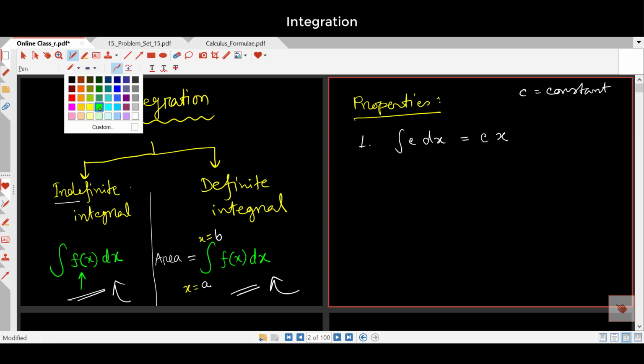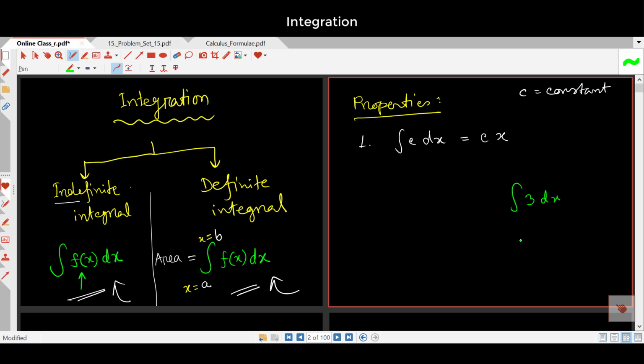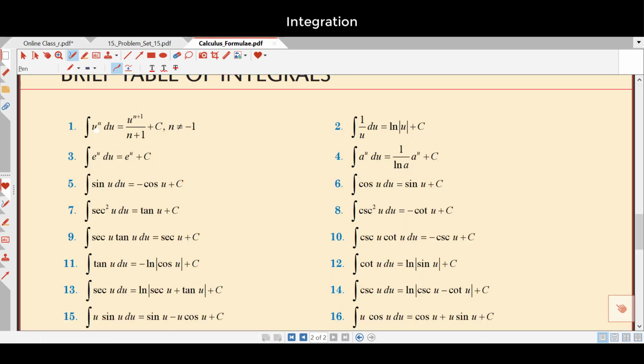Suppose you have, let's say, integration of 3 dx. It is actually 3x. Integration of minus 4 dx: we are integrating minus 4, which is a constant. The result will be minus 4x. Here, instead of x it may be another variable. You can have a look at the formula, where instead of x we have u, but no problem, you can also think of x instead of u.